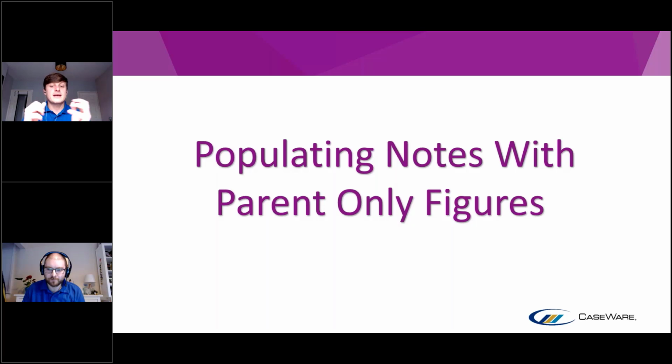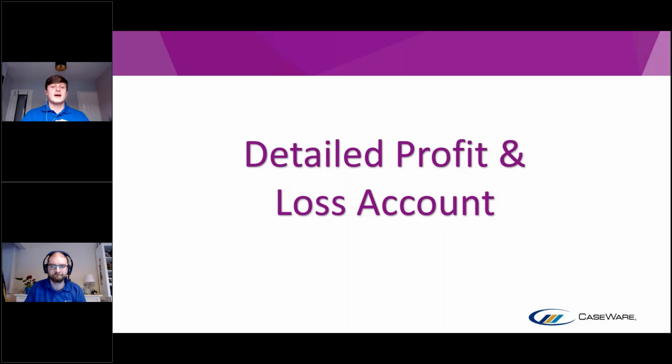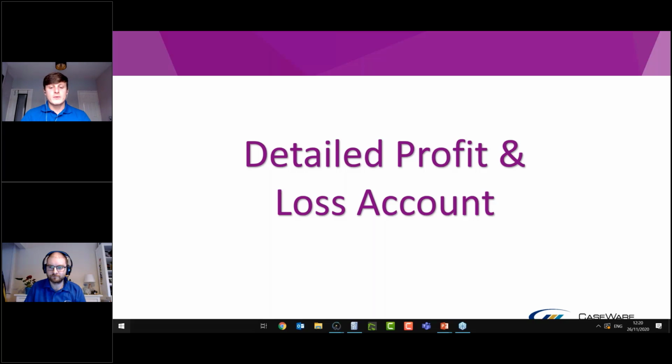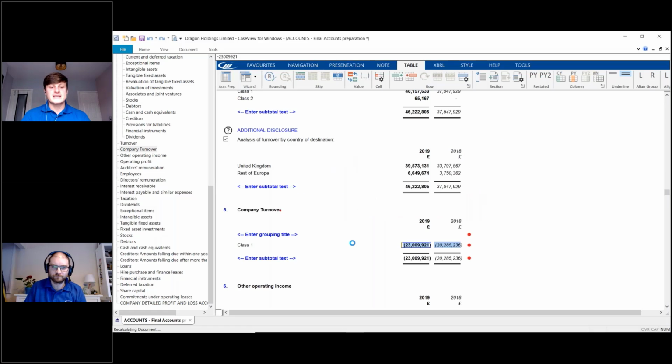Okay. Thank you. Also on that point, for those of you that are familiar with the note builder tool, you can also use that same process that Tom just mentioned on the note builder to pull through your parent only figures. Tom, another question for you. The detailed profit and loss by default will show the company figures and the breakdown of the company information, but what about if I want to show a breakdown of my consolidated information within P&L?